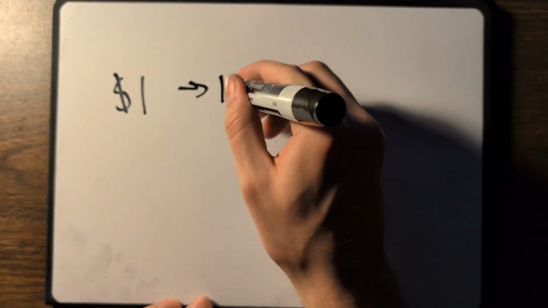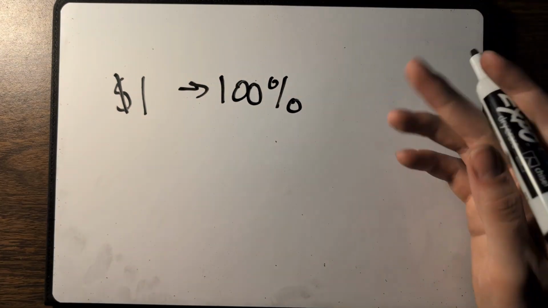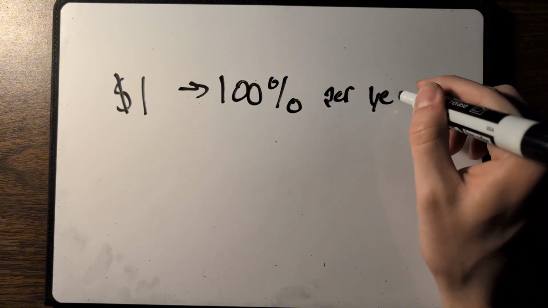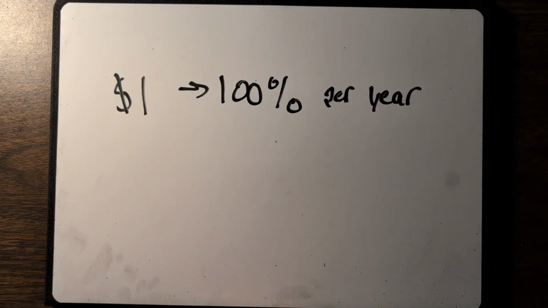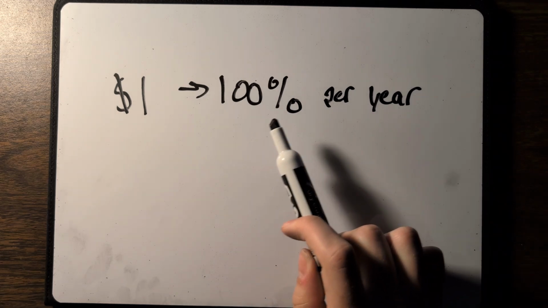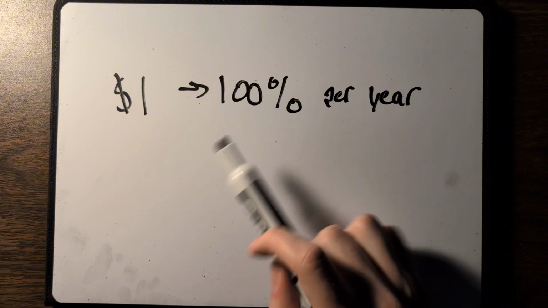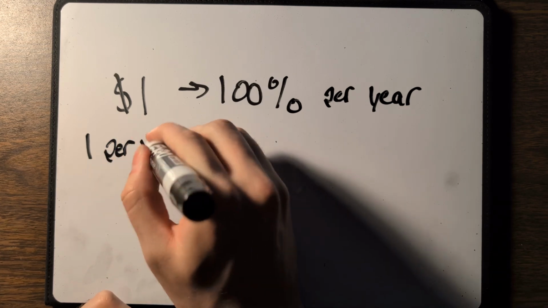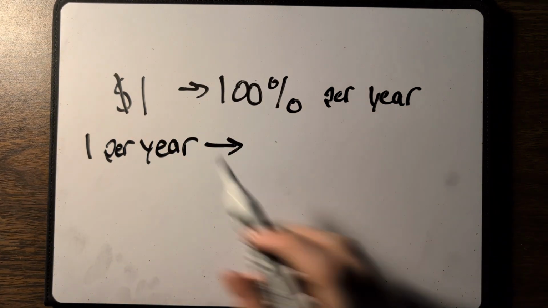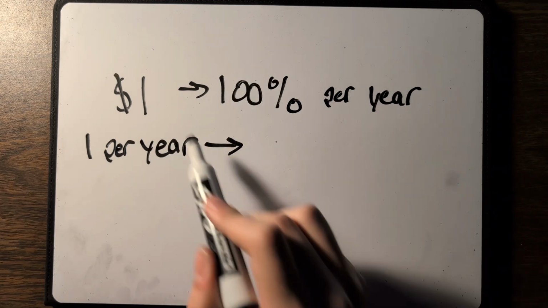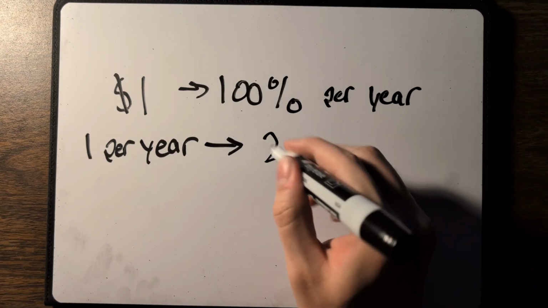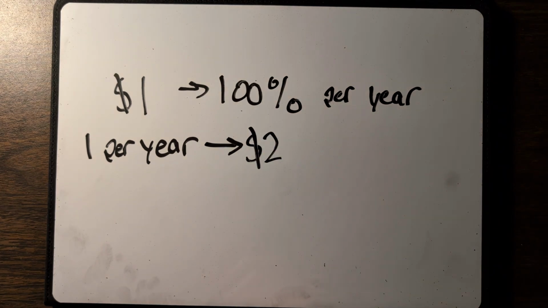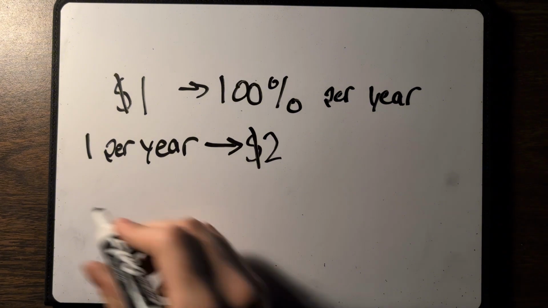Let's give an example. Let's say an account starts with $1 and pays 100% interest per year. Well, if this interest is only calculated once per year, then we'll have 1 times this 100% interest, which will yield $2. What about twice per year? So once every 6 months.